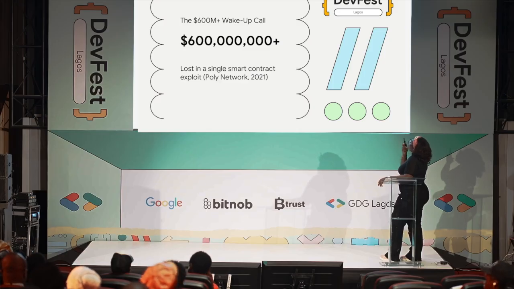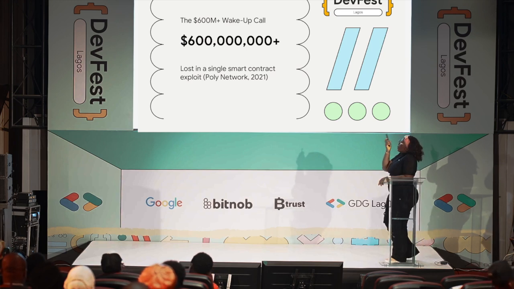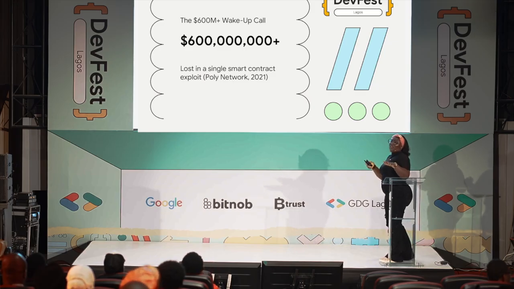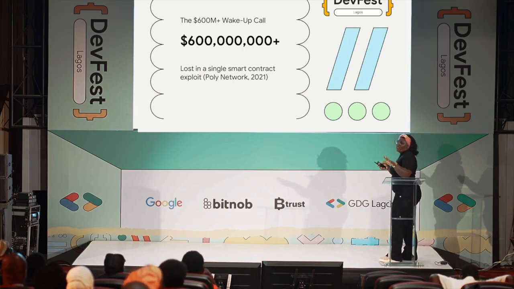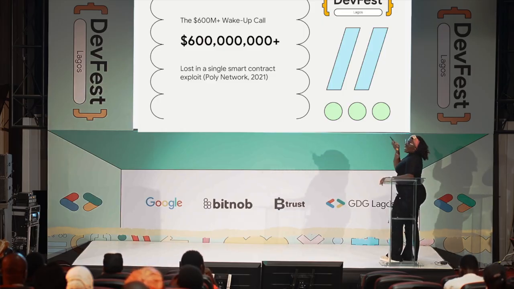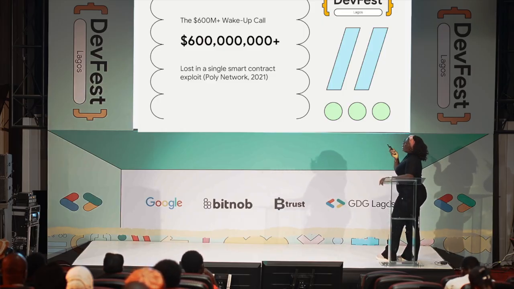Another one happened. This happened in 2021, and this is the wake-up call, right? $600 million plus was lost in a single smart contract exploit. Now, this is not collective. This is not for Ethereum or for Balancer V2 or something. It is a single smart contract exploit, for Poly Network.